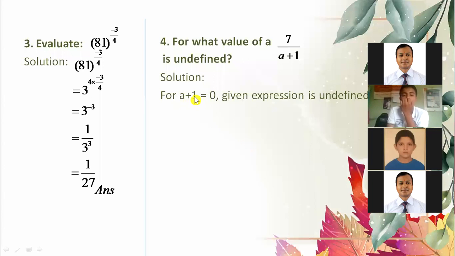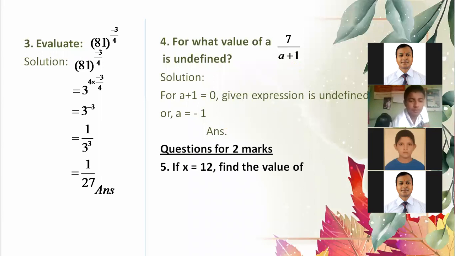Okay. So from it, what we will get? a is equal to minus 1. Take this plus 1 to the right side. After taking it across, the plus sign is changed into minus 1. So a is equal to minus 1 is our answer. Or directly also you can write a is equal to minus 1. For a is equal to minus 1, 7 by a plus 1 is undefined.